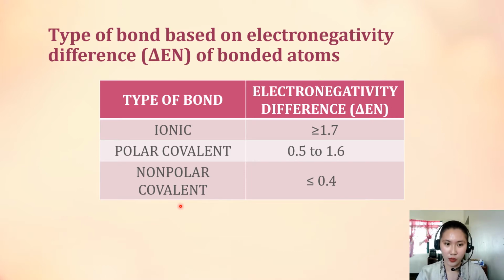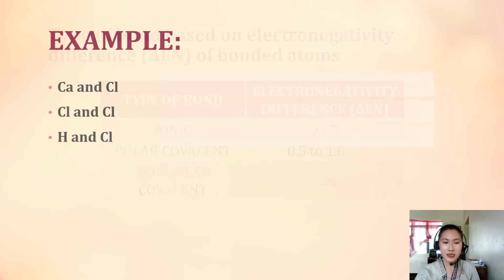covalent. Okay, so this is our guide to know whether the bonded atoms will be ionic, polar covalent, or nonpolar covalent. It will be based on its electronegativity difference. Okay? So now let us have an example. We will now identify the polarity of molecules based on its electronegativity difference.